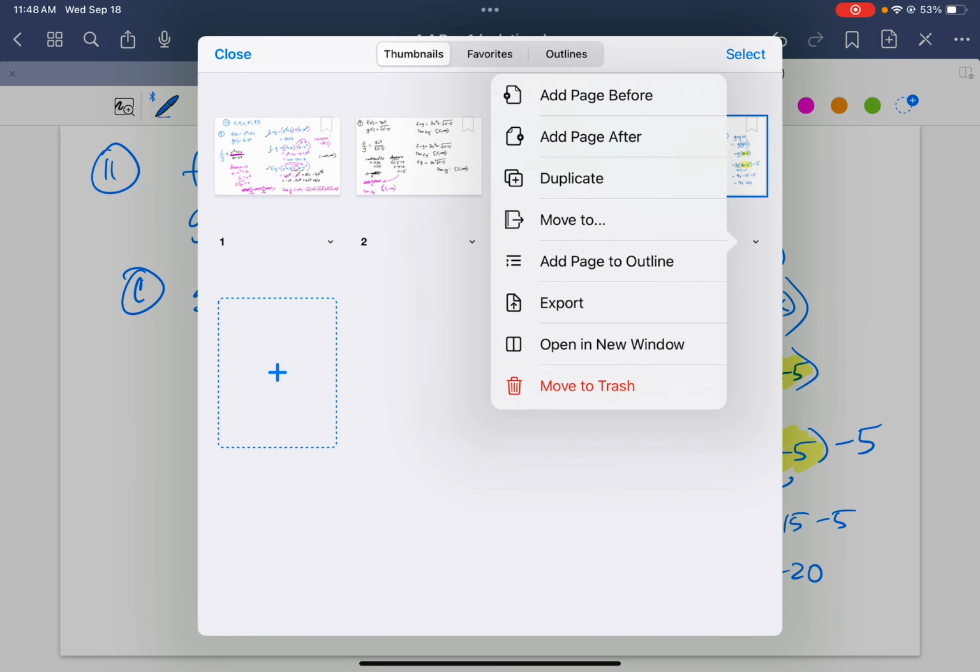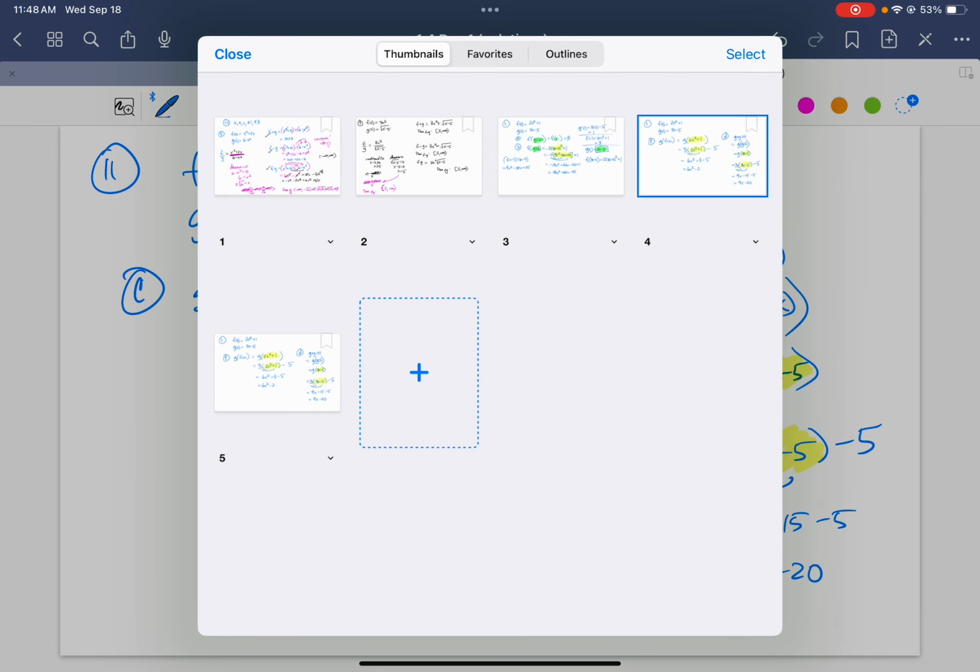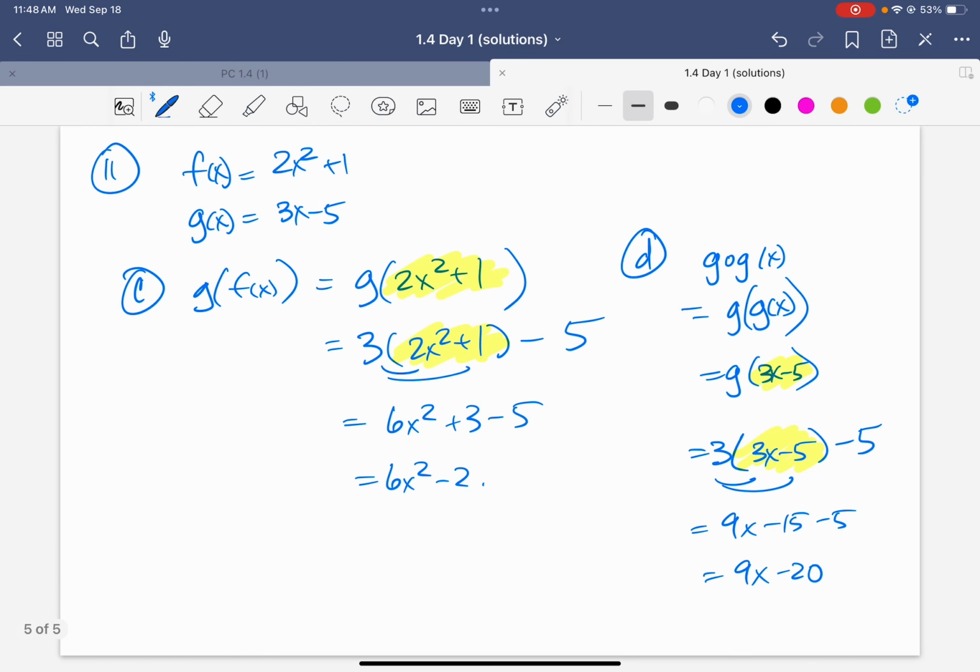Okay, I'm going to duplicate that page. All right, so that's D, and then part E.